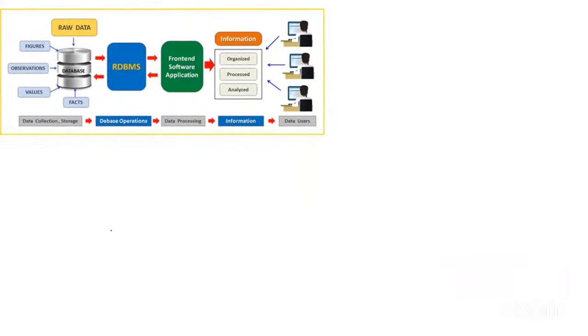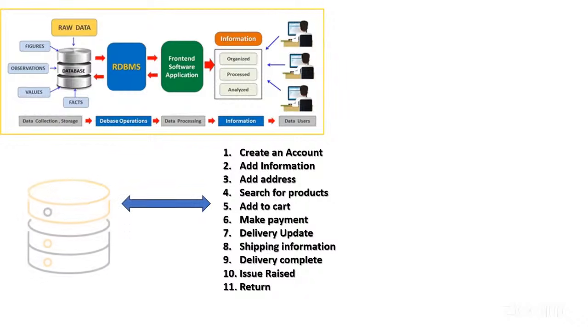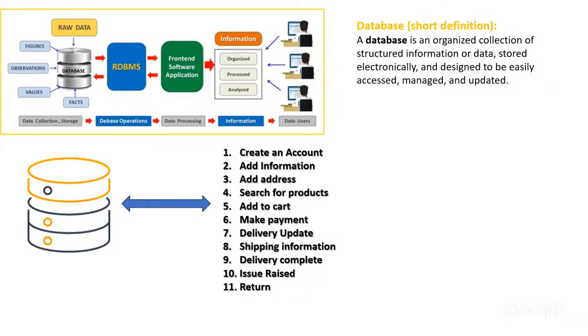Now, how does this process work? Whenever you work with any of the applications, for example, you create an account, add information, add address, search for products, add to cart, make delivery, whatever you do with respect to Amazon, there is always something called a database in the back end. Now, what do we mean by database? A database is a collection of objects, structured data information that can be stored electronically and accessed, managed, updated, deleted, whatever you want to do with this database.